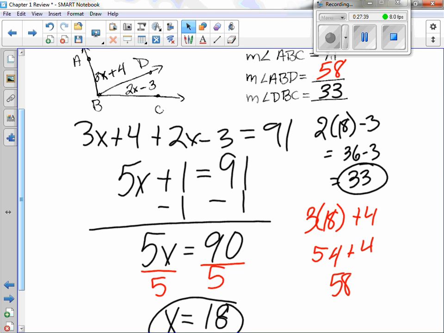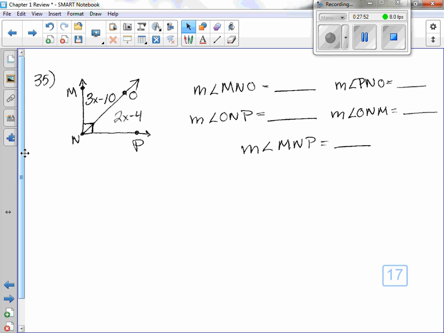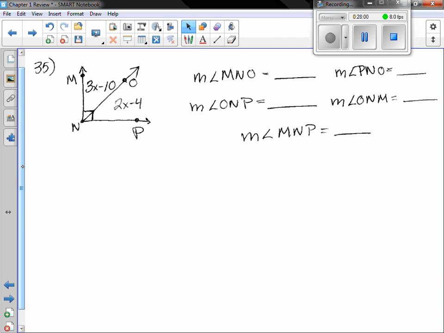Questions on this here? If you don't put these two here? No. Nope. I will not count it wrong, as long as you get the right number.